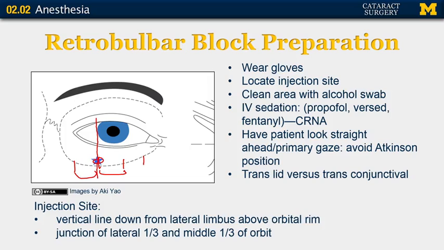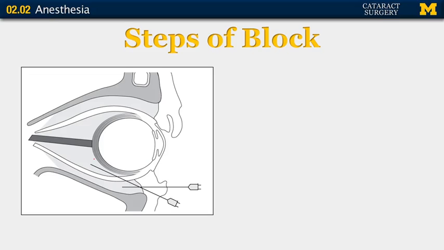You want the patient to be quite sedated. Often propofol or Versed are used to render the patient nearly unconscious, since this anesthetic can be quite painful. Then you want to have the patient look in the straight ahead position. Avoid the Atkinson position, which is having the patient look up and in. This can expose the optic nerve to injury. Generally, people go through the eyelid. However, you can also pull the eyelid down and go through the conjunctiva.